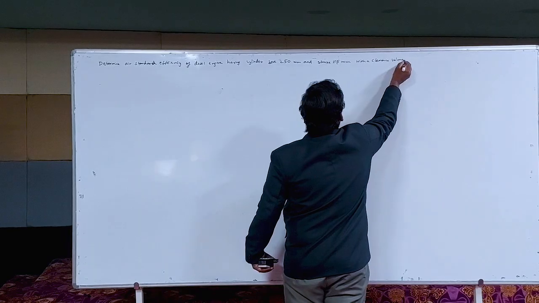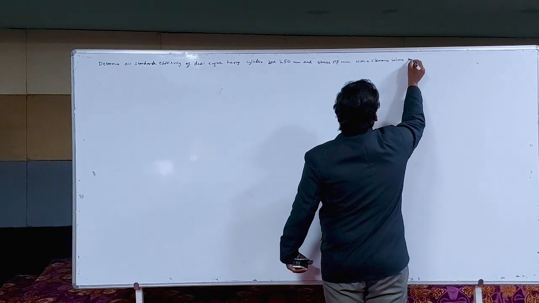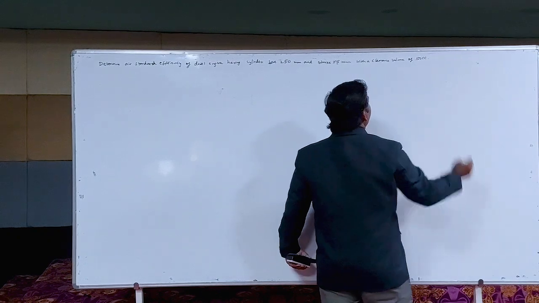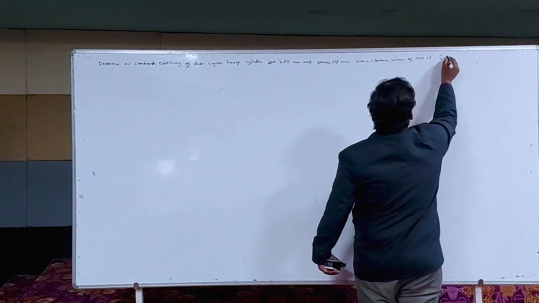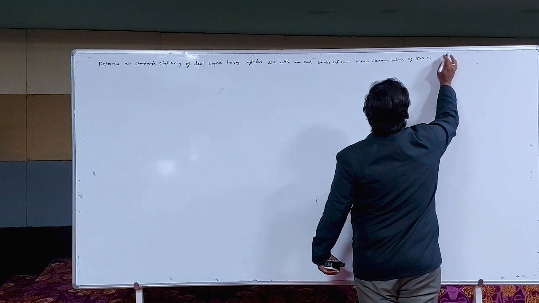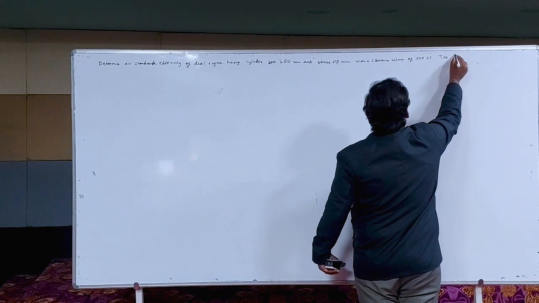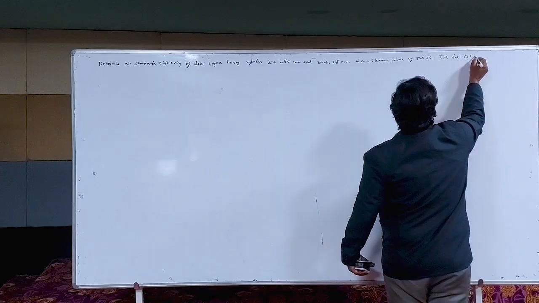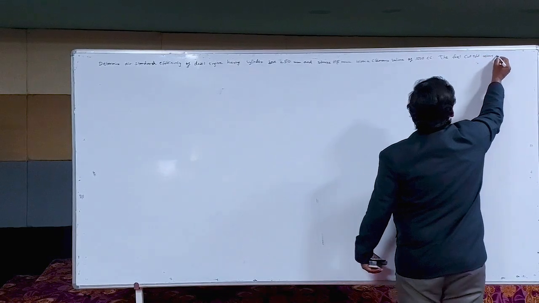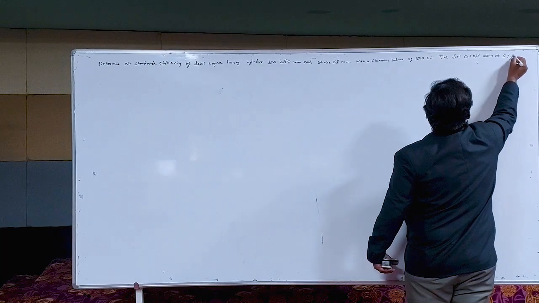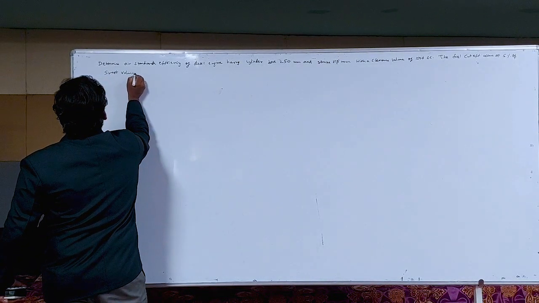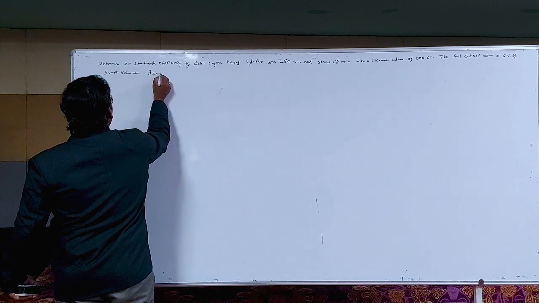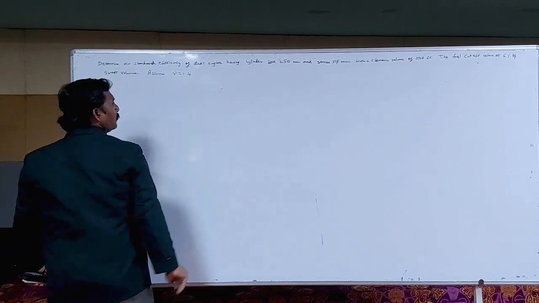clearance volume of 1500 cc. If the fuel cutoff occurs at 5% of swept volume. Assume gamma is equal to 1.4.